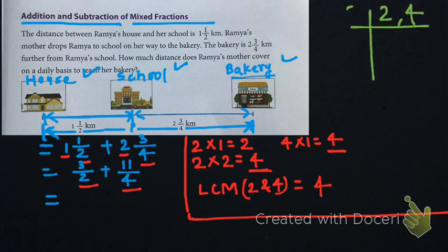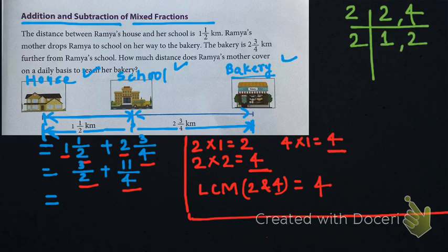Similarly, you can find the LCM by this division method. First you write 2 and 4. Now you start from 2. Is there any number here divisible by 2? Yes, 2 and 4 are divisible by 2. So let's divide by 2. So 2 becomes 1 and 4 becomes 2.